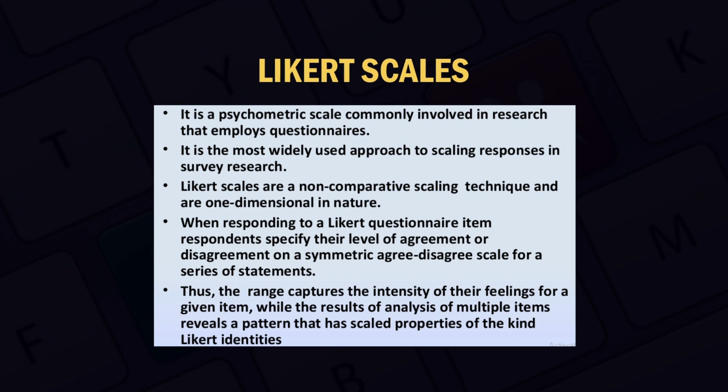Thus, the range captures the intensity of their feelings for a given item, while the results of analysis of multiple items reveal a pattern that has scaled properties of the kind Likert identifies. So Likert is extremely popular. We have seen how much popularity it has, giving you the response alternatives: strongly agree, agree, uncertain, disagree, strongly disagree. And generally you use either a 5-point scale or a 7-point scale. So this is the model, and there are certain disadvantages also.